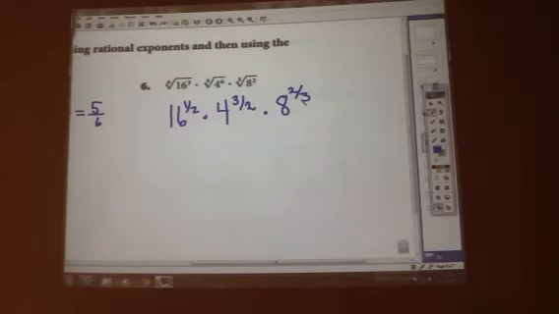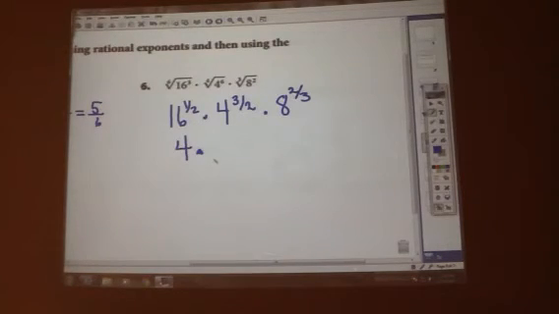Now, what the book wants you to do is get all of these bases the same. I'm not going to have you do that. We're going to do it the easiest way. So what is 16 to the 1/2 power? What does 16 to the 1/2 actually mean? Square root of 16. So what's the square root of 16? 4. Or if you wanted to put it as 16 to the 1/2, that's fine.